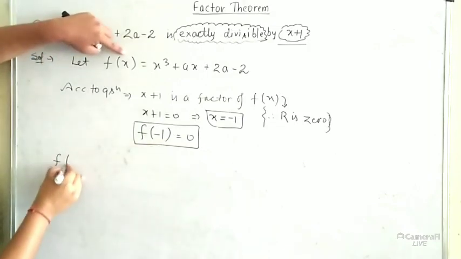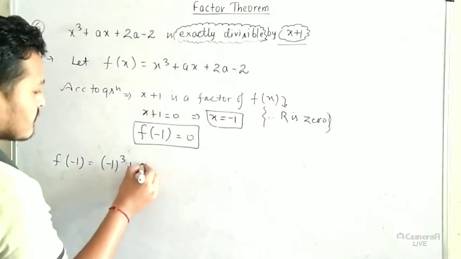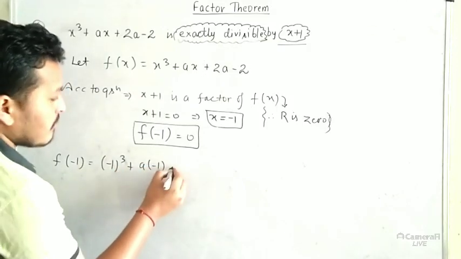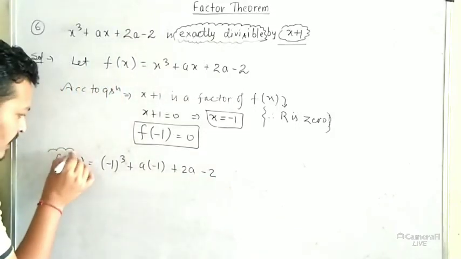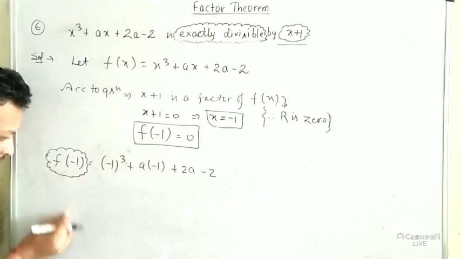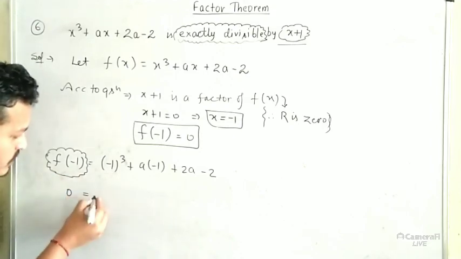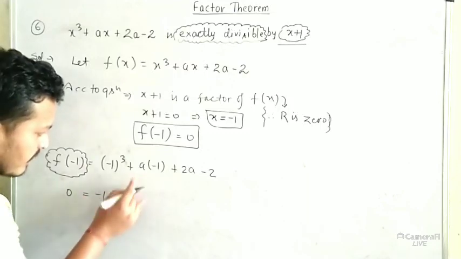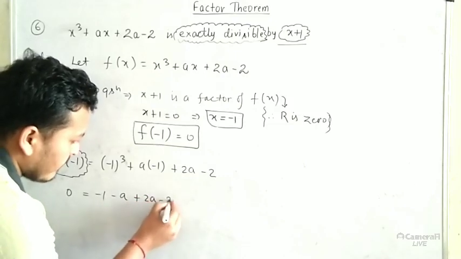So then f minus 1 is equal to -1 whole cube plus a into -1 plus 2a and -2. And what will be the value of this part? As you know that so many times I told you, if this represents at last the value of the remainder. So what is the remainder here? Remainder is equal to 0. So then this is -1, then a into -1 minus a plus 2a and -2.